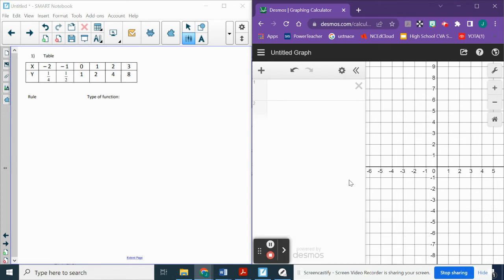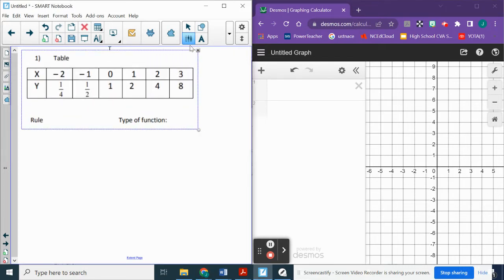Okay, so we're going to try to use Desmos here when we're trying to determine whether these tables are linear or whether they're exponential, nonlinear. In the future, we'll be determining if they're quadratic, but these are just exponential, linear, or neither of the above.